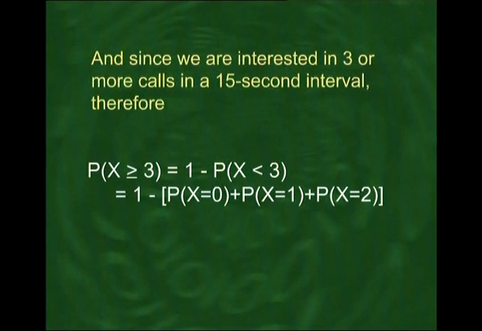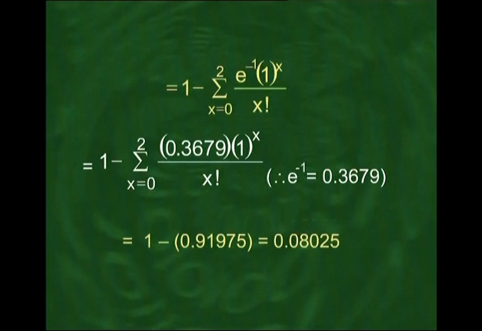And according to the addition theorem, this means that we are computing the probability 1 minus the sum of the probabilities of x being 0, 1 and 2. Hence, our formula becomes the probability that x is greater than or equal to 3 is equal to 1 minus the sum of e raised to minus 1, 1 raised to x over x factorial, where x goes from 0 to 2. And substituting the value of e raised to minus 1, which is 1 over e, it is 0.3679. The formula is 1 minus summation 0.3679 into 1 raised to x over x factorial, such that x goes from 0 to 2.